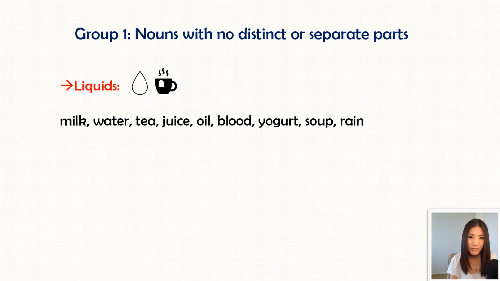So the first group of non-count nouns we'll talk about are nouns with no distinct or separate parts. Under this category are all liquids. So milk, water, tea, juice, oil, blood, yogurt, soup, rain, and any other liquid you can think of is going to be a non-count noun.